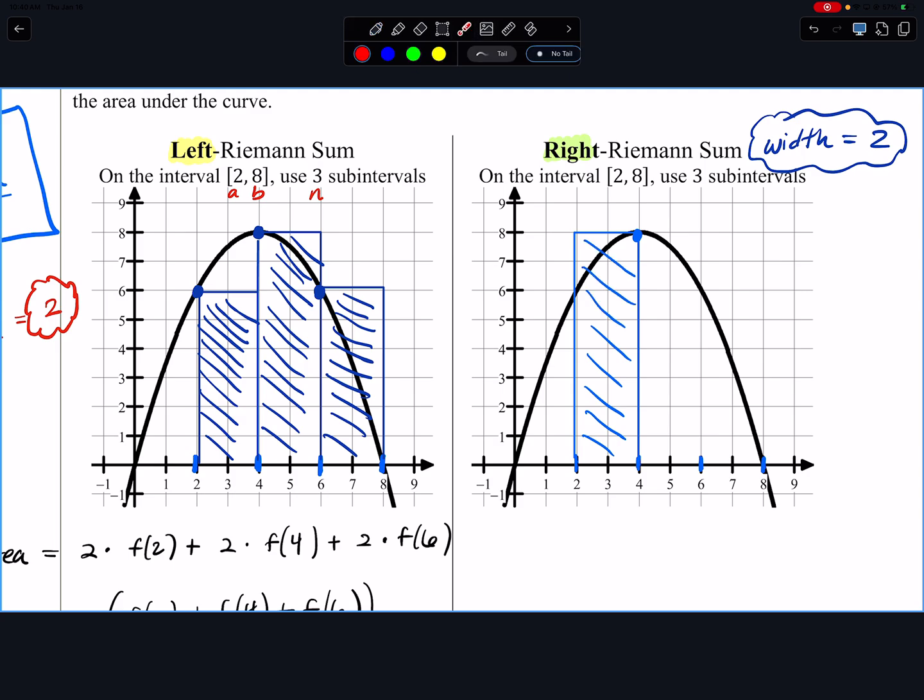Okay, the next interval is from 4 to 6. This is the right endpoint, so the function is right here at 6.